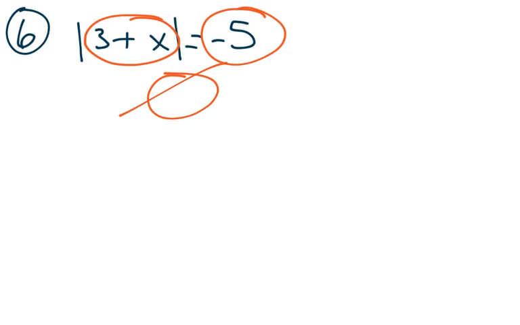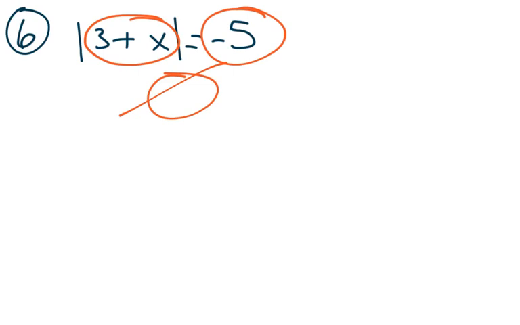That's the answer, no solution, because there's no way you could come up with a number that has an absolute value of -5. There's no number with an absolute value of -5. There's no number with an absolute value of negative anything. It's not possible to have a negative absolute value.